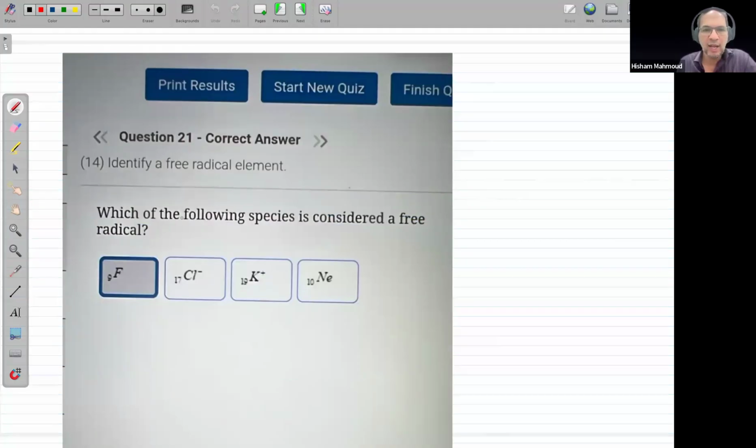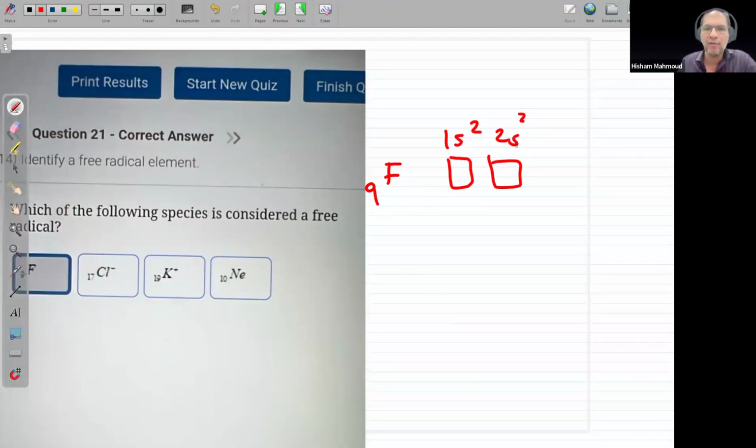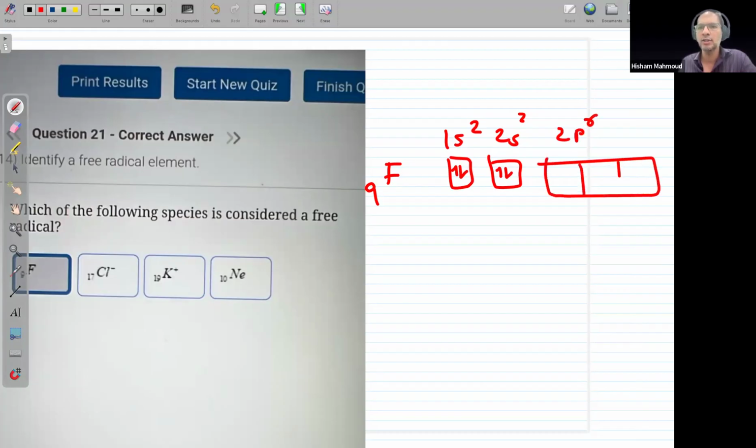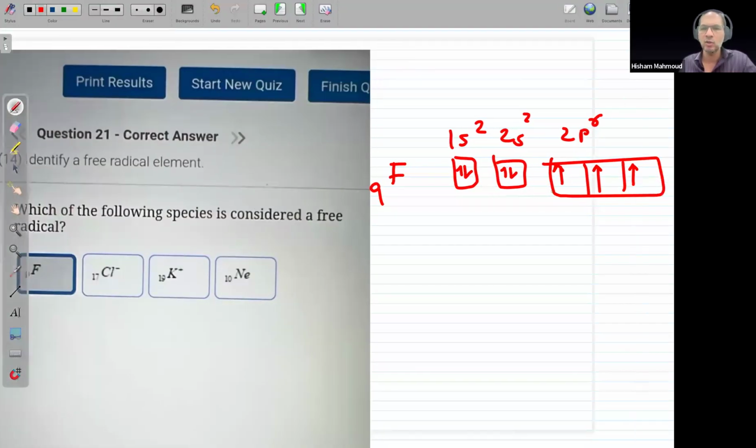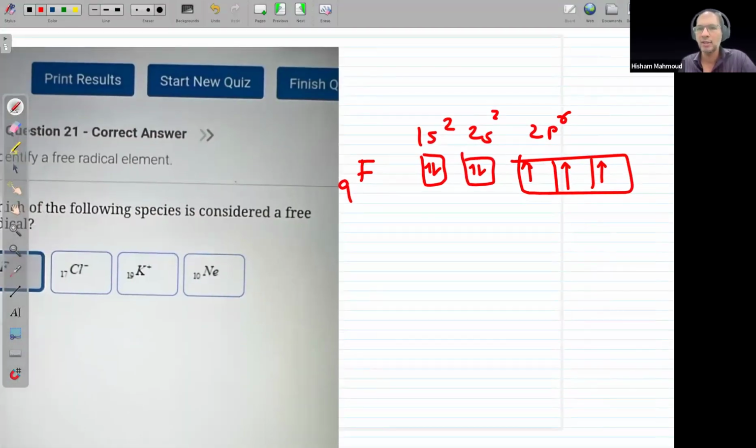Number 21, identify a free radical element. Last time when we checked fluorine 9, we said that it is 1s2, 2s2, and then how many electrons do you still have? I have 5 more. Then go and put in 2p. How do you put according to Hund's rule? I have 1 more electron, put it here. I have 1 more electron, put it here. So how many are now? 7, and I have 9. So 2 more. I don't have any choice. I'll put 1 here and 1 here.